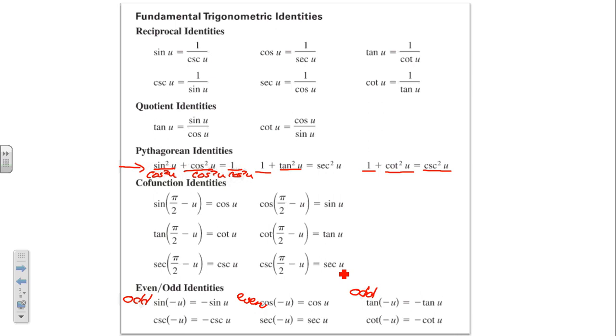Cosecant, odd. So when we plug a negative u in, we get a negative cosecant of u. But secant is going to be even because it works just like the cosine. And finally, cotangent. So the only two evens are cosine and secant.